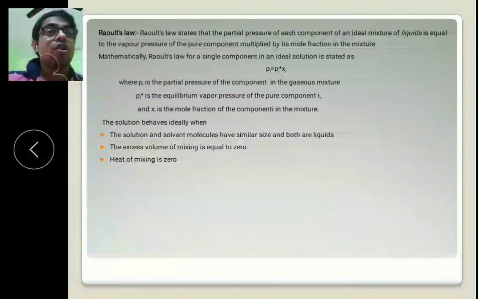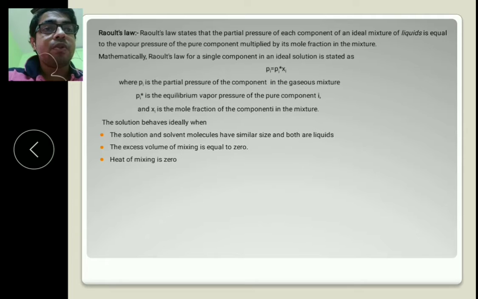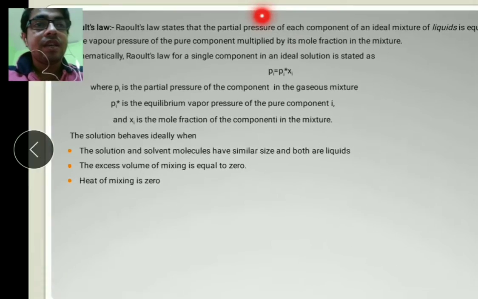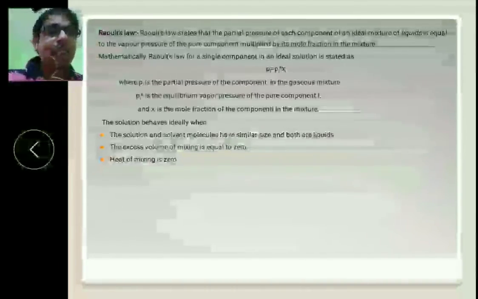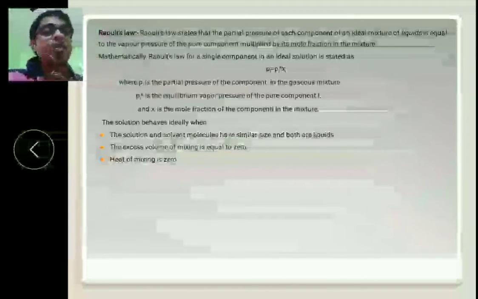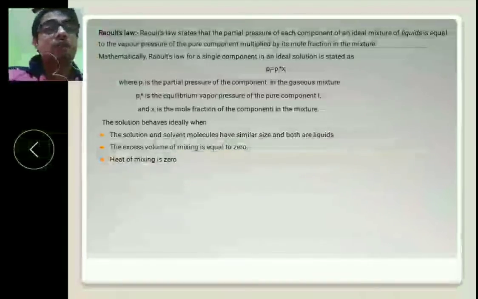Next is Raoult's law. Raoult's law says that the partial pressure of each component of an ideal mixture of liquid is equal to the vapor pressure of the pure component multiplied by its mole fraction in the mixture. Mathematically, Raoult's law for a single component in an ideal solution is stated as Pi equals Pi star into Xi. Pi is the partial pressure of the component in the gaseous mixture, Pi star is the equilibrium vapor pressure, and Xi is the mole fraction of the component in the mixture.